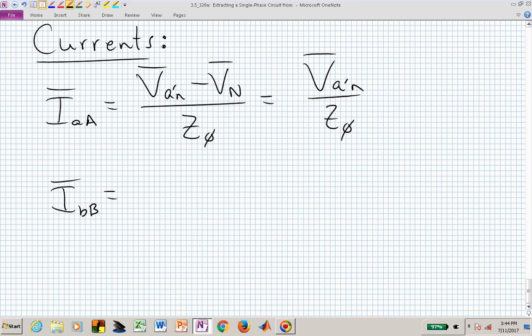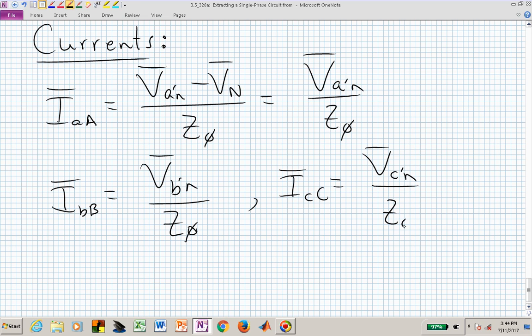Similarly, we could write I sub BB. That's now V sub B prime N minus V sub capital N over Z sub phi. But again, V sub capital N is 0, so why bother? And I sub CC is now V sub C prime N over Z sub phi. And now what does that show us?